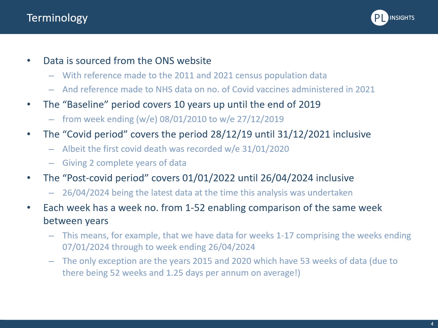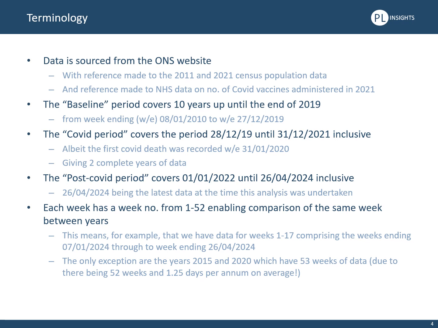Each week has a week number. Most years will have a 1 to 52 week number. That means we can say, well, how does week 3 of this year compare to week 3 in another year? It also means that in 2024, we've got the first 17 weeks of data, so weeks 1 through to 17.